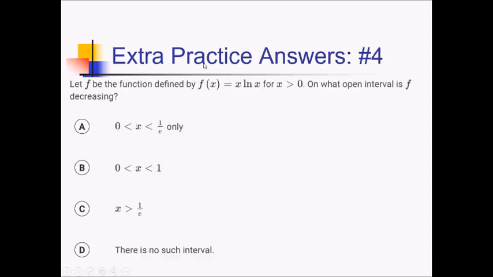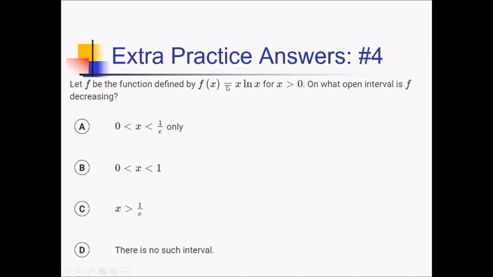For this problem, we have a function defined as x ln of x for positive values of x, because plugging in 0 or negatives is going to make ln very unhappy. So we want to know on what interval f is decreasing. So we're looking for places then where f prime is negative. So that means we need to figure out what f prime actually looks like.